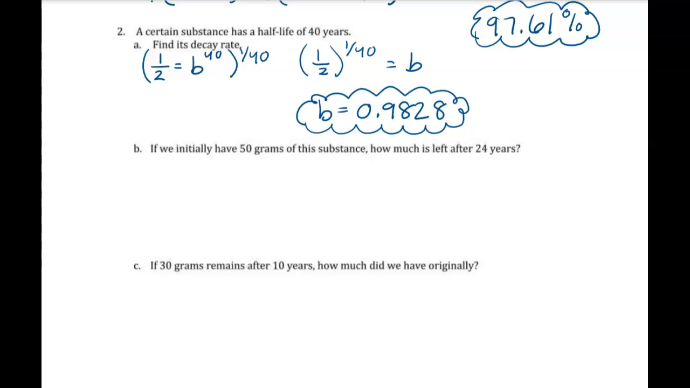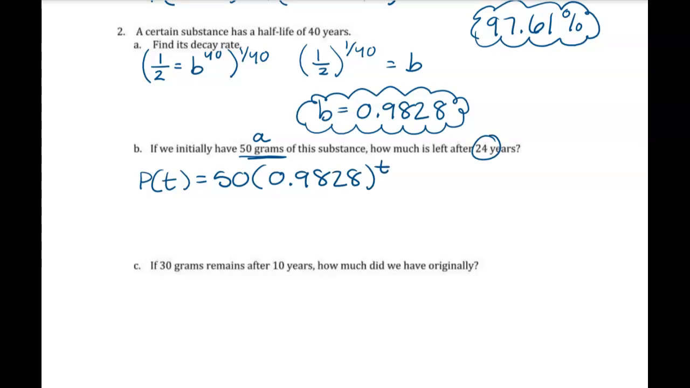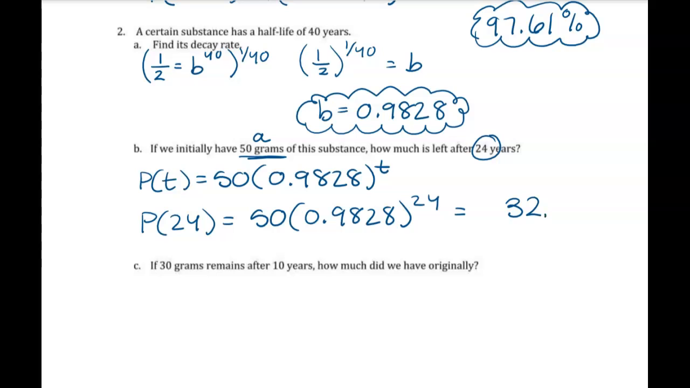If we originally have 50, how much is left after 24 years? And this, in part B, that means a is 50. So our general formula would be P of t equals 50 times our b, 0.9828, to the t. And then after 24 years, that's just P of 24. So 50 times 0.9828 to the power of 24. And this should be 32.97, and our units are grams.